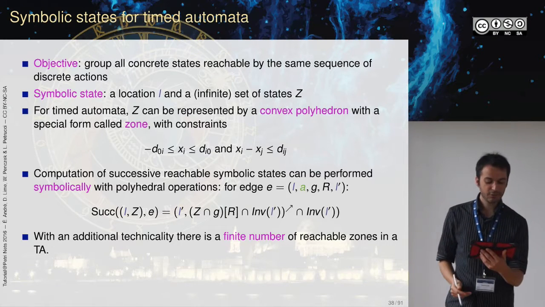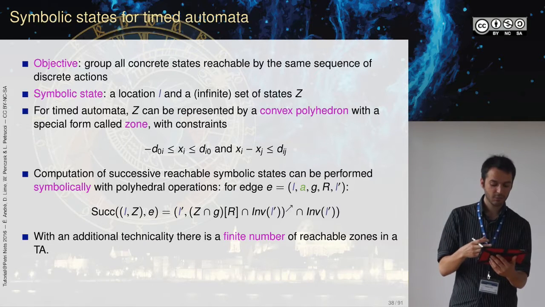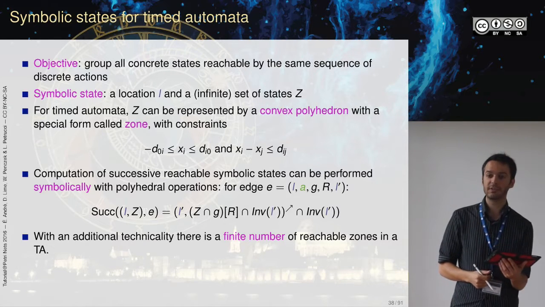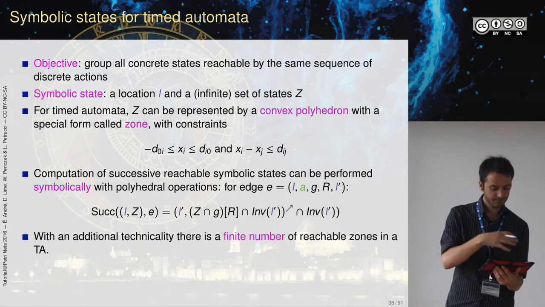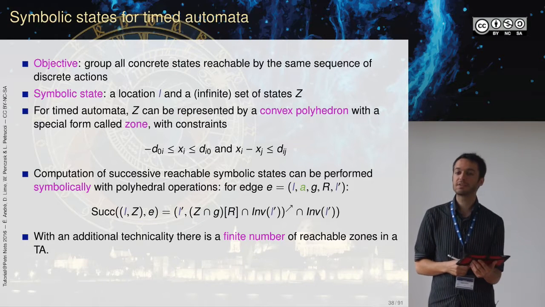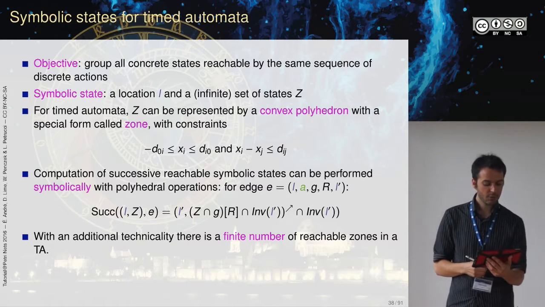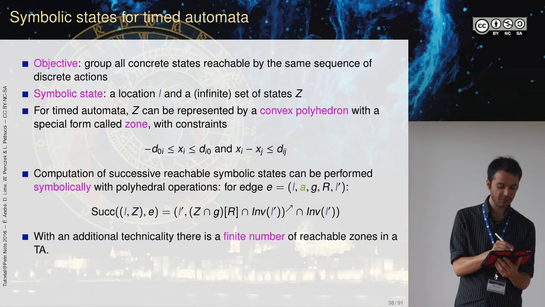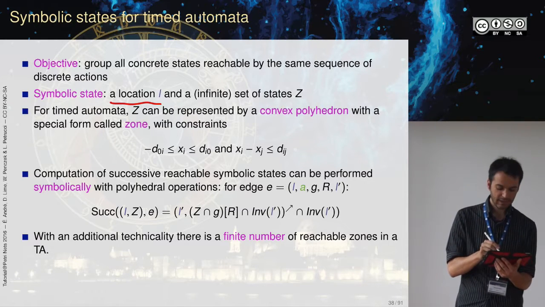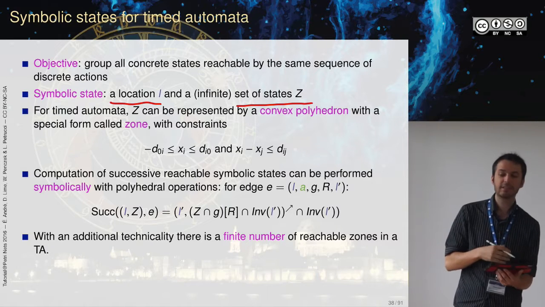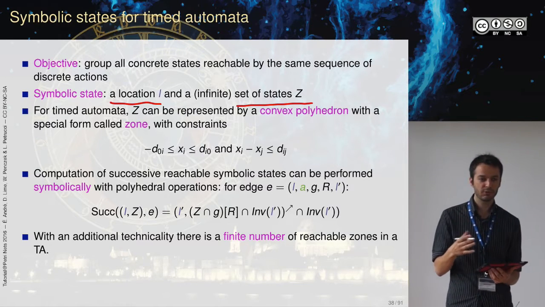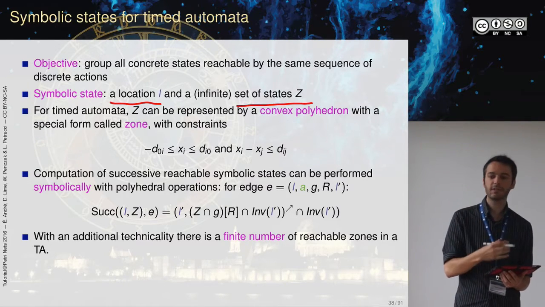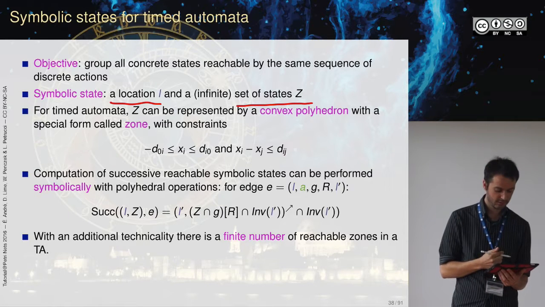However, we can group all concrete states reachable by the same sequence of discrete actions. So we can reason in a symbolic manner, and so we will consider symbolic states. A symbolic state has a discrete part, so the location, and a continuous part. And this continuous part will encode in a finite structure an infinite number of clock valuations.